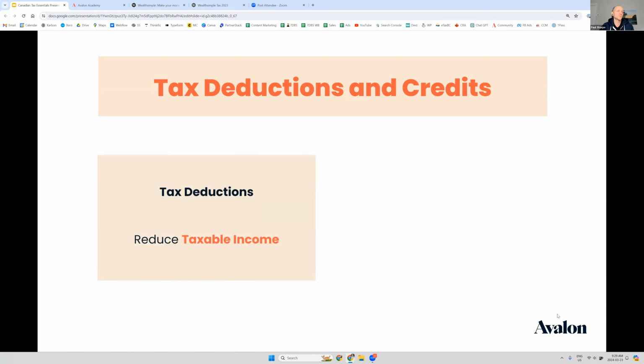So tax deductions reduce your taxable income. So we talked about all your income added up equals your total income. We're going to subtract tax deductions and arrive at taxable income. So it reduces your taxable income. Tax credits reduce your actual income tax. It might still sound confusing, but I'll break it down in an example in the next slide.